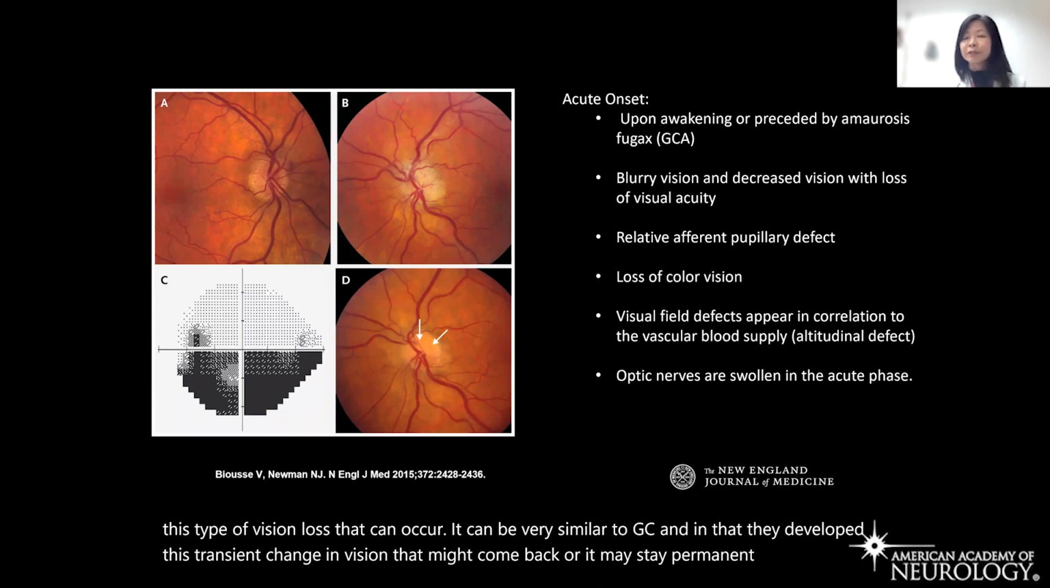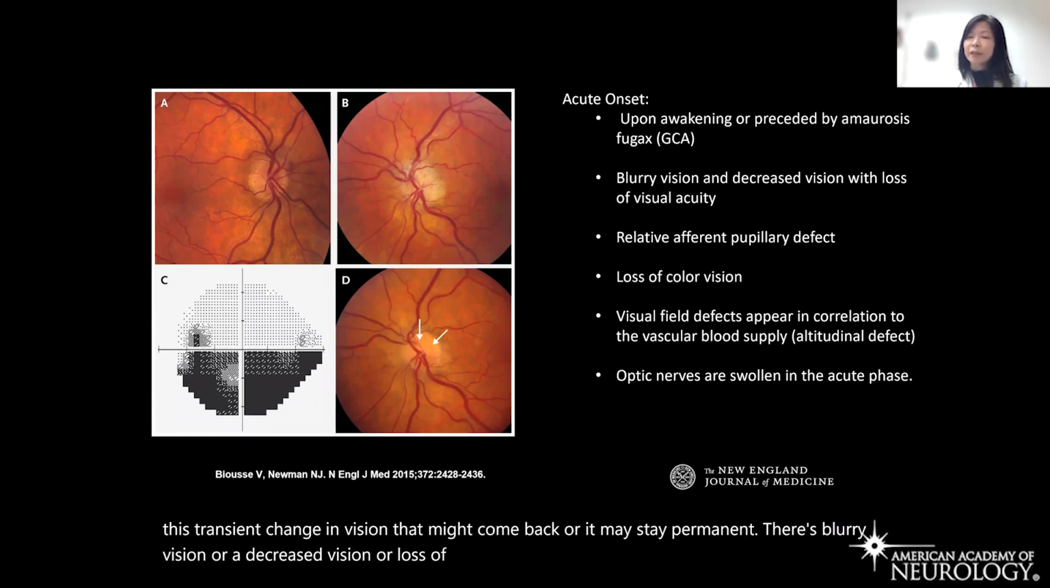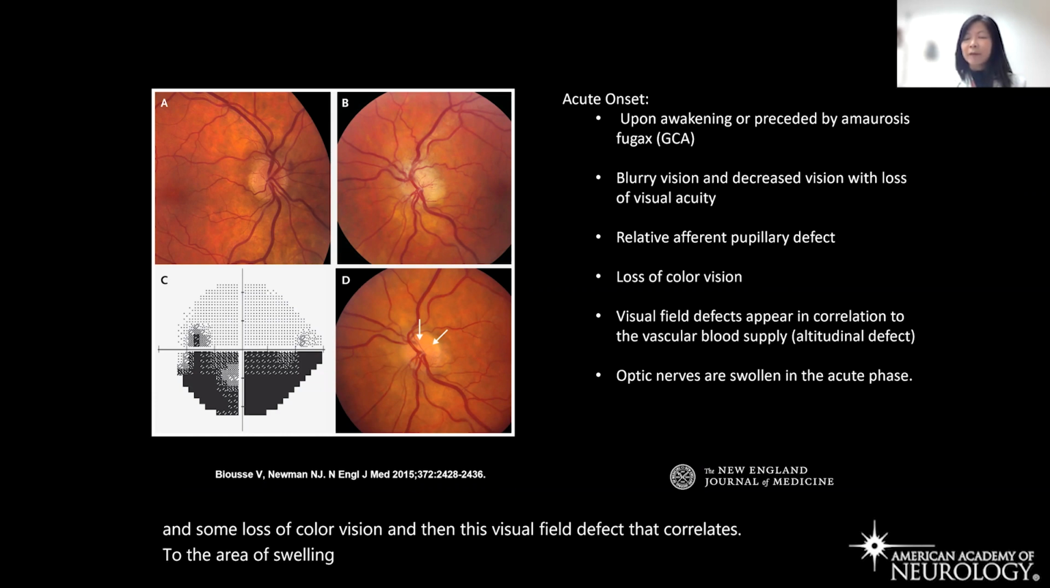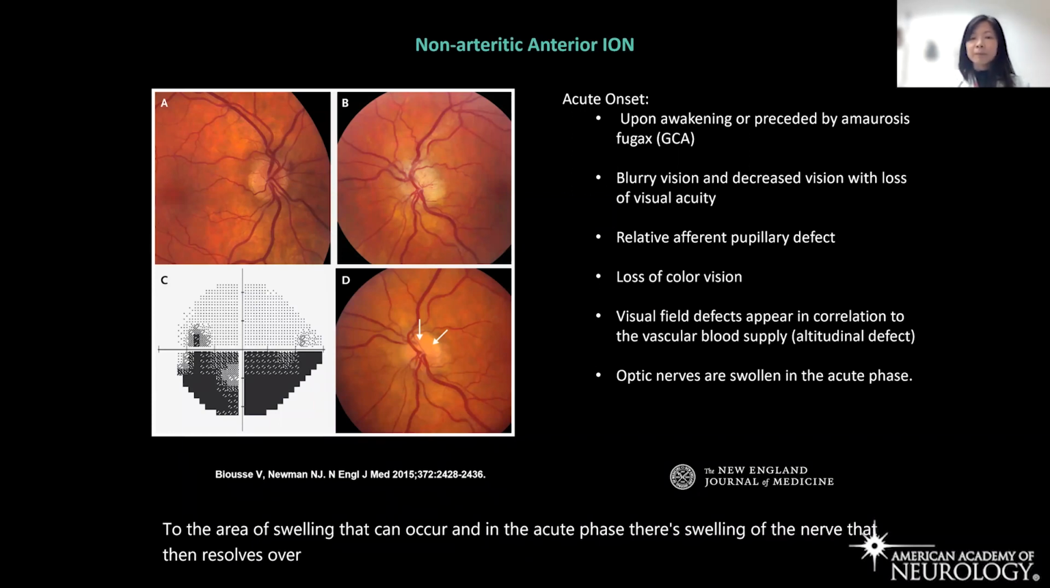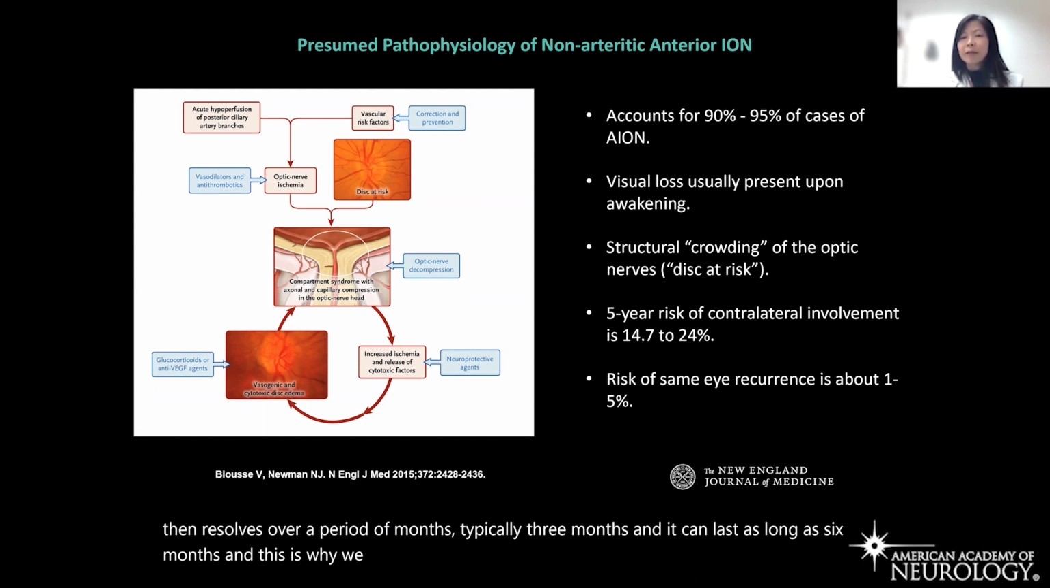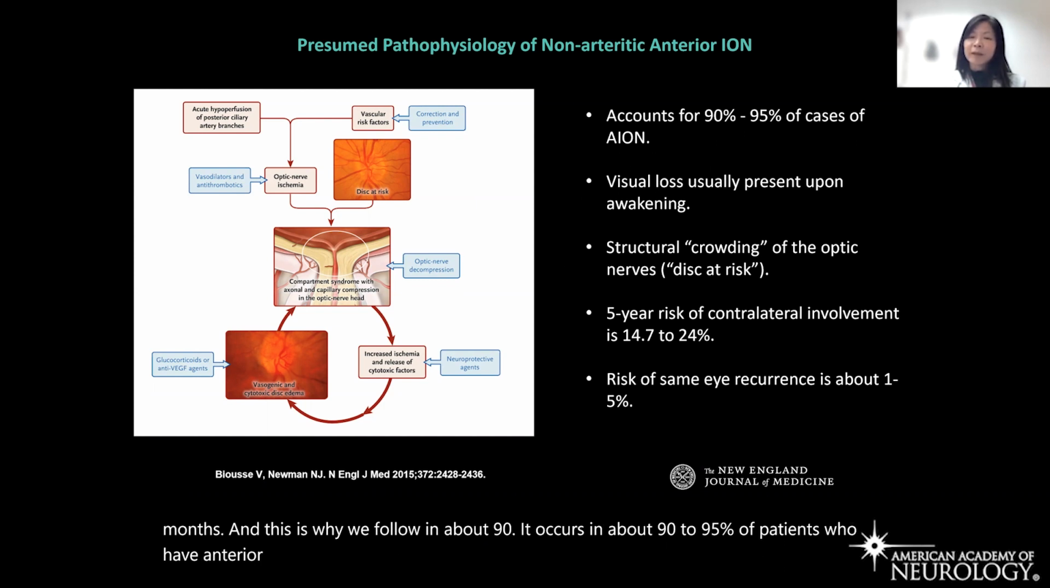There's blurry vision or decreased vision or loss of acuity. There's typically a relative afferent pupillary defect and some loss of color vision. And then this visual field defect that correlates to the area of swelling that can occur. And in the acute phase, there's swelling of the nerve that then resolves over a period of months, typically 3 months, and it can last as long as 6 months. And this is why we follow. It occurs in about 90 to 95% of patients who have anterior ischemic optic neuropathy.